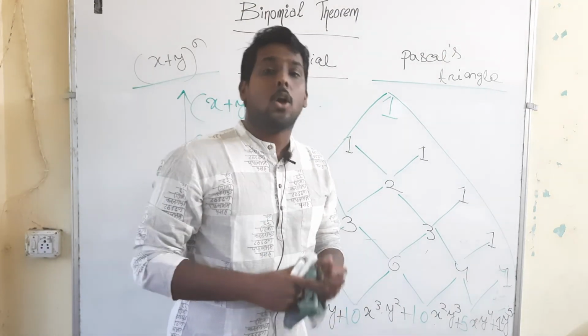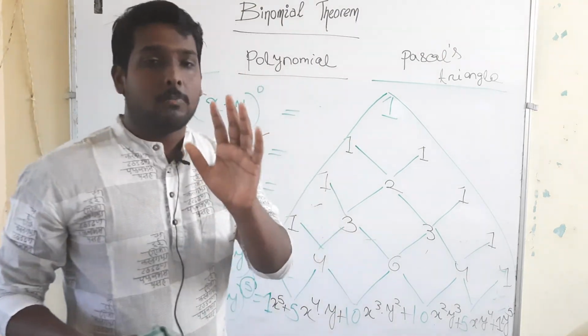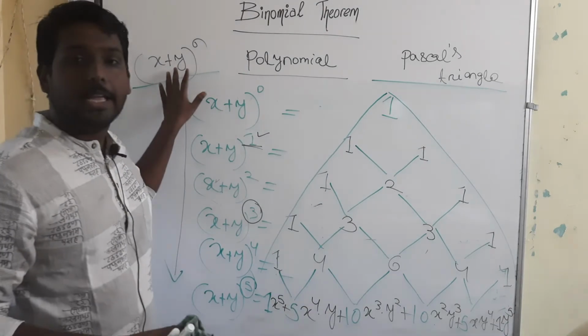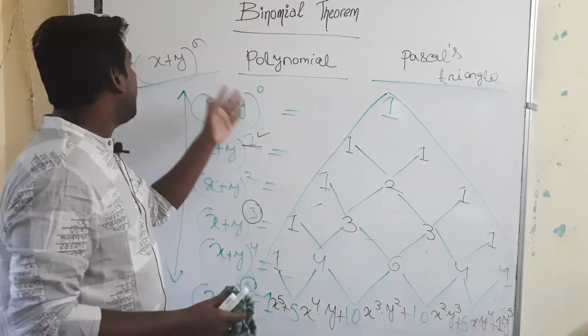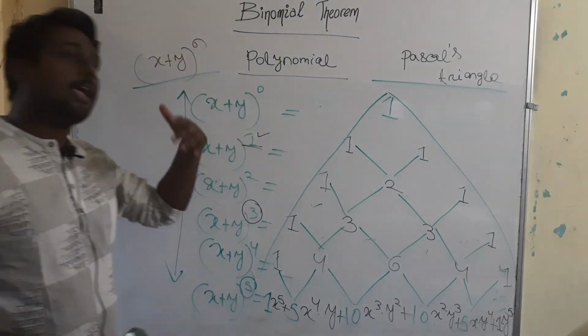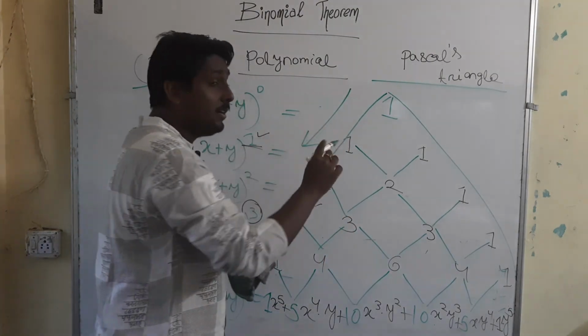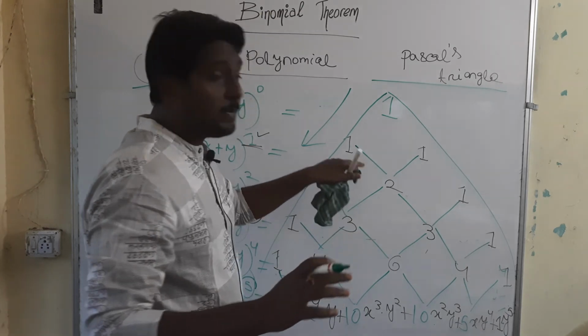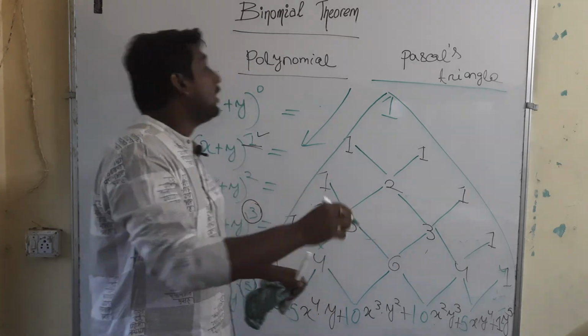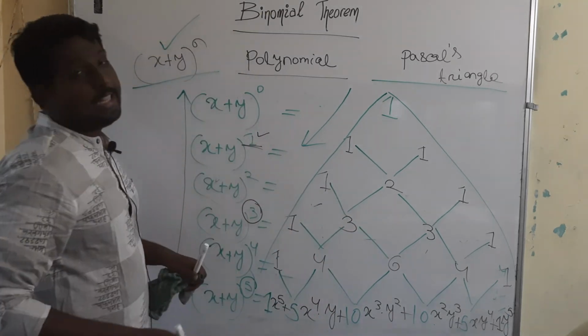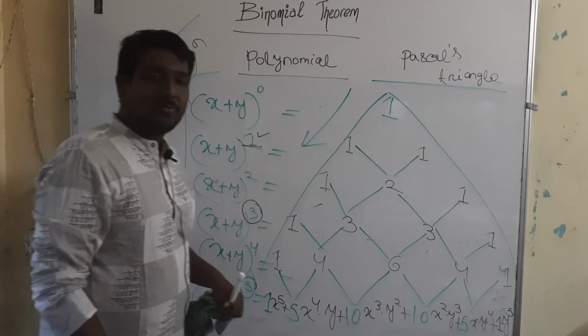In the next session we will be dealing with the formulation of x plus y to the power n, in which we will find that x plus y to the power n for any power won't follow this particular way of Pascal's triangle, but the findings of this Pascal's triangle will be useful to find the x plus y to the power n formula, which is called the binomial expansion.